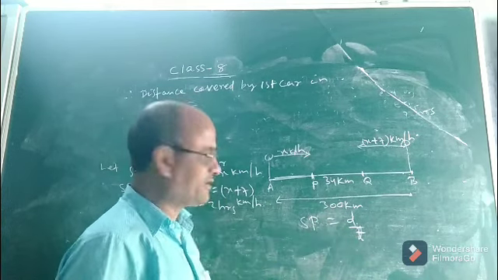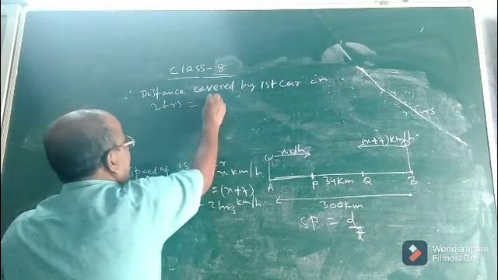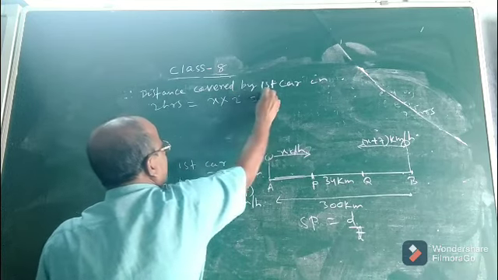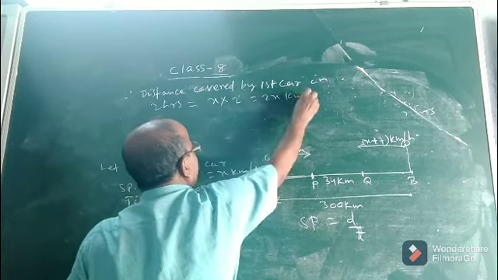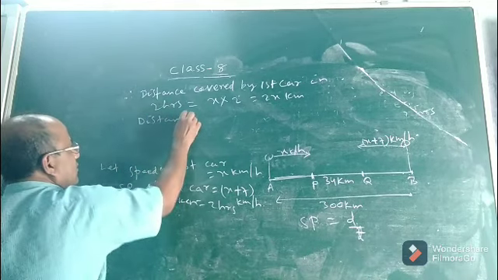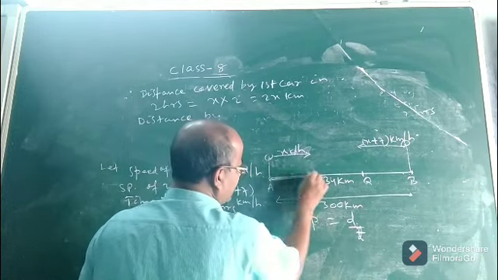Now how to find the distance? Speed into time. So what is the speed? The speed of the first car is x and time is 2 hours. So it will be 2x kilometer. Similarly, distance covered by the second car, 2x kilometer, and 2x kilometer means this is your AP.